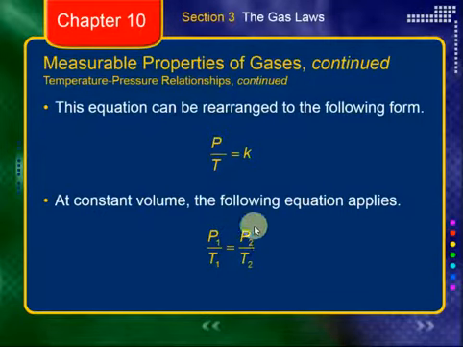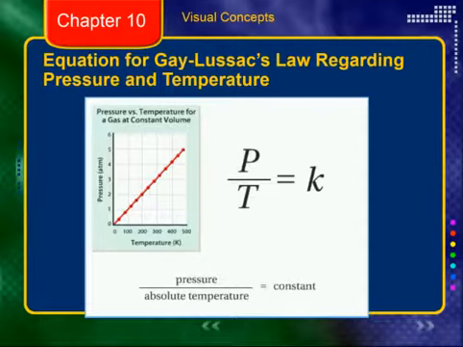We would use the following equation to calculate changes in pressure or temperature using Gay-Lussac's law. Pressure 1 over temperature 1 is equal to pressure 2 over temperature 2. For a gas maintained at constant volume, the ratio of the pressure of the gas to its absolute temperature is a constant.